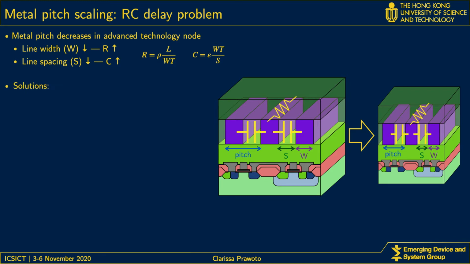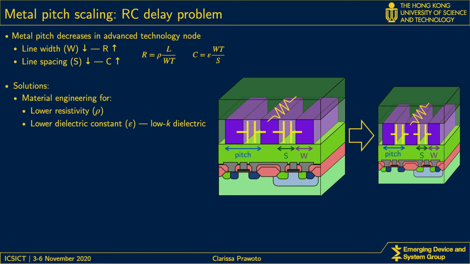There are a few methods. First is material engineering, that is by replacing materials used for a lower resistivity and a lower dielectric constant. However, reducing resistance is a challenge because copper already has one of the lowest resistivities among all metals. On the other hand, the capacitance still leaves some room for improvement.